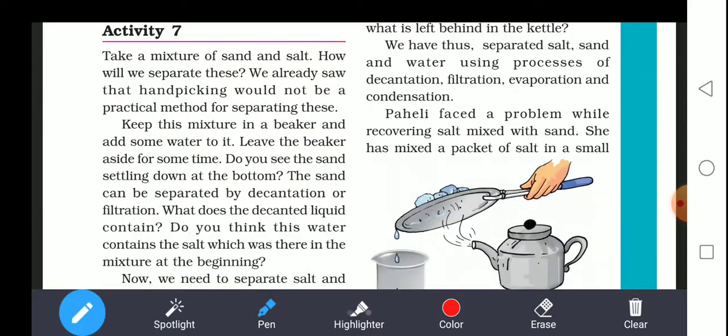Activity 7. Take a mixture of sand and salt. What are you taking? A mixture of sand and salt. How will we separate this?